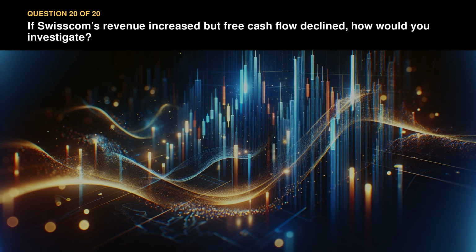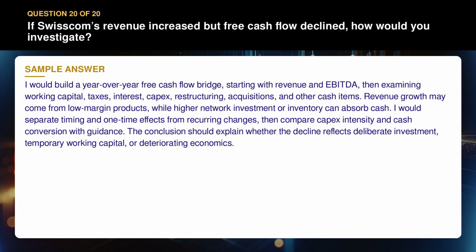Question 20. If Swisscom's revenue increased but free cash flow declined, how would you investigate? I would build a year-over-year free cash flow bridge, starting with revenue and EBITDA, then examining working capital, taxes, interest, CapEx, restructuring, acquisitions, and other cash items. Revenue growth may come from low-margin products, while higher network investment or inventory can absorb cash. I would separate timing and one-time effects from recurring changes, then compare CapEx intensity and cash conversion with guidance. The conclusion should explain whether the decline reflects deliberate investment, temporary working capital, or deteriorating economics.